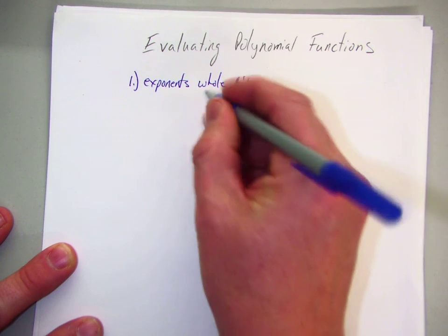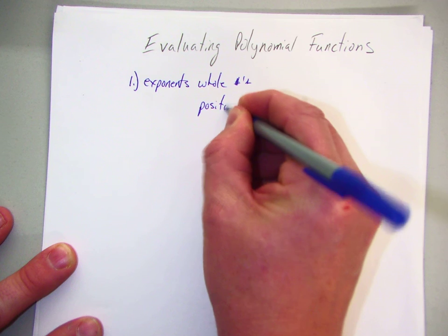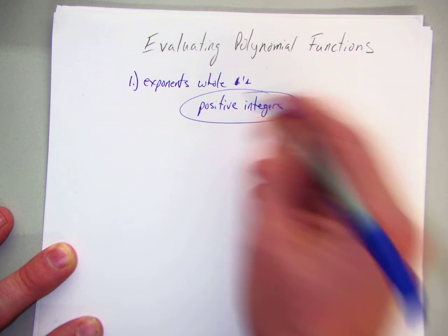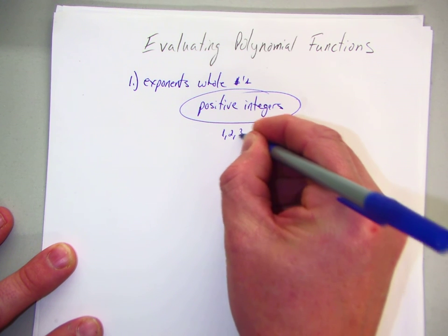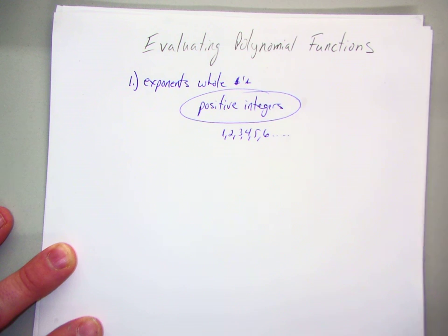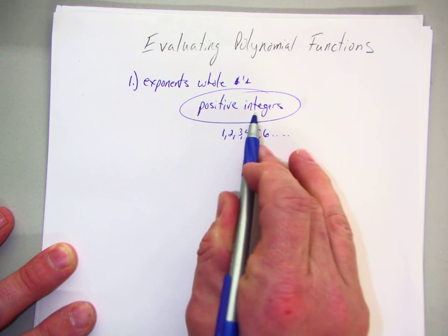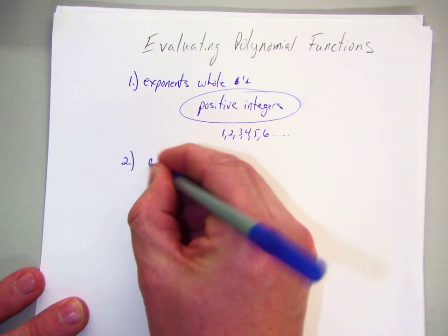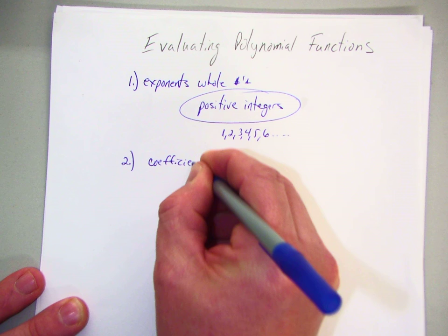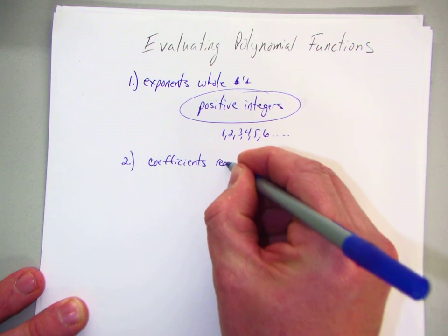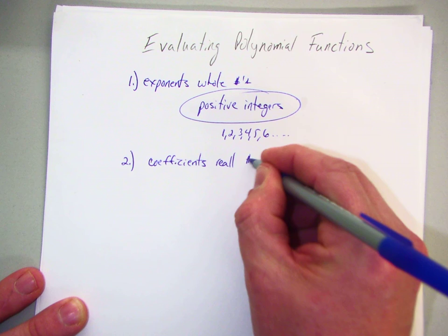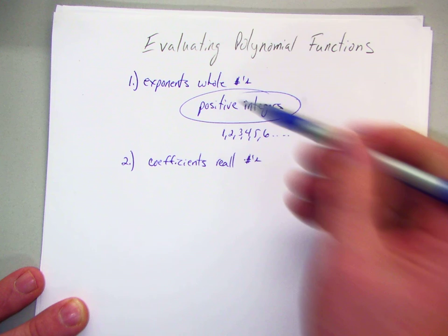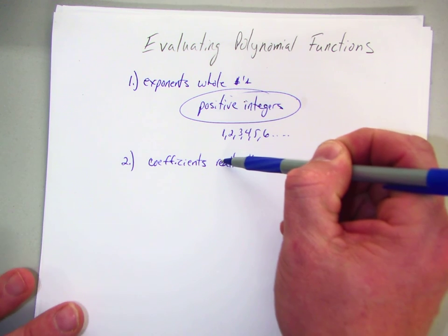Whole numbers are another word we can think of as positive integers, like 1, 2, 3, 4, 5, 6, and so on. So all exponents have to be positive integers. And then the second step you have to check is, are all the coefficients real numbers? If both are true, then it's a polynomial function. If one of these is false, then it's not a polynomial function.